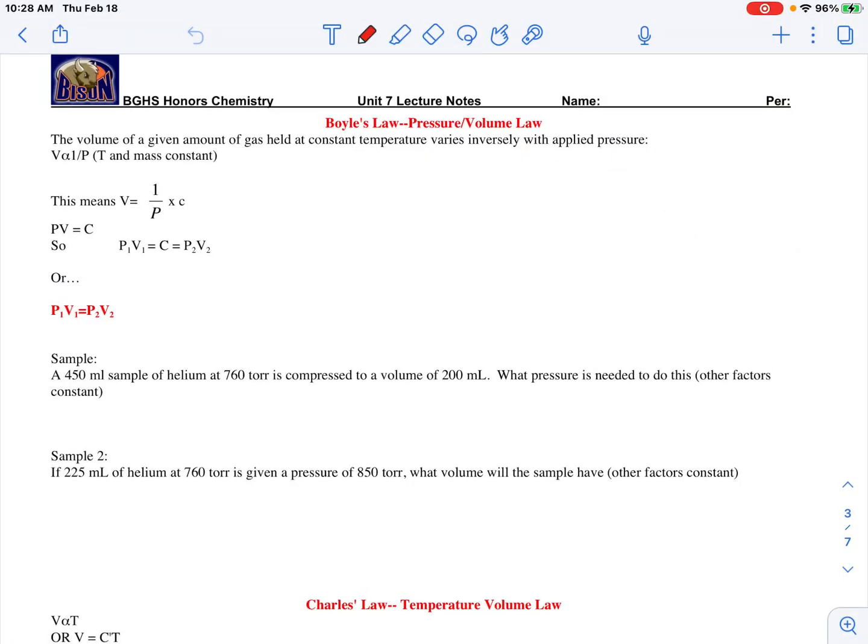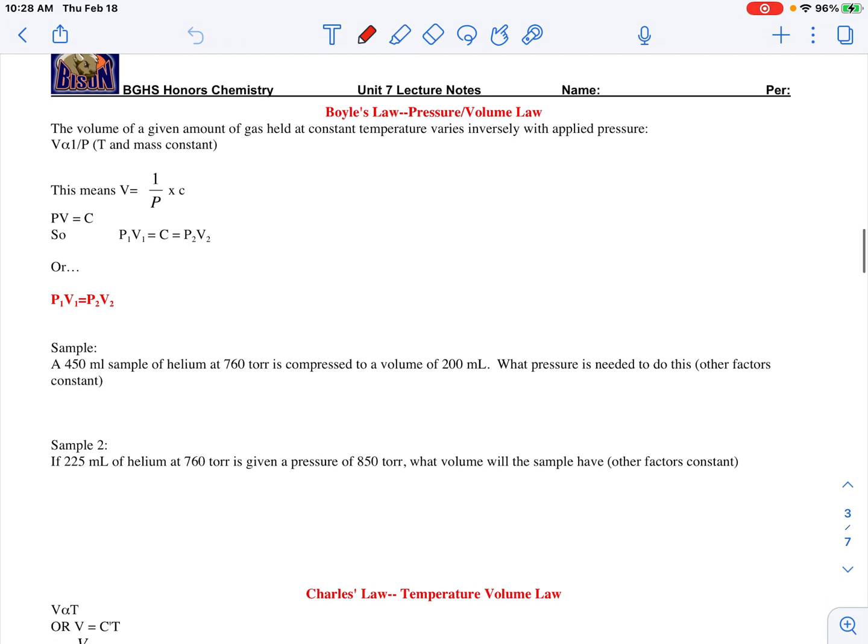Okay, today we're going to talk about simple gas laws. So the first gas law we'll talk about is what's called Boyle's Law. Boyle's Law is the pressure-volume law. And what it states is that the volume of a given gas, assuming we have constant temperature, varies inversely with the pressure. So volume is inversely related to pressure.